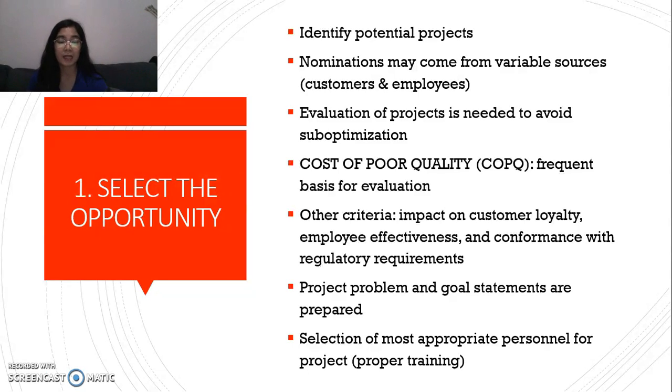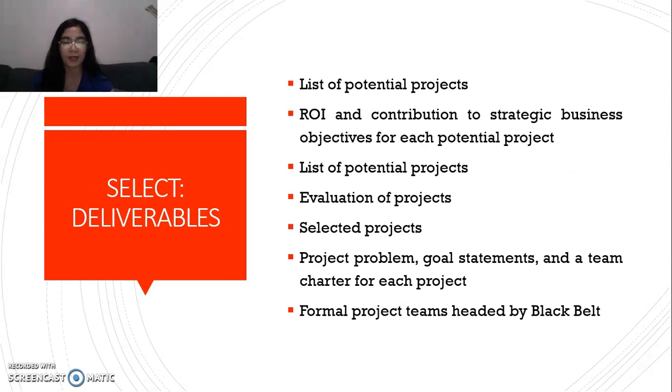And lastly, you select your most appropriate personnel for the project that has the proper training. Next, select your deliverables. So these are the list of the potential projects that you have identified in your first step in selecting your opportunity. So ROI and contributions to strategic business objectives for each potential project must also be selected. So nandiyan yung list of evaluation of projects, selected projects, project problem, goal statements, and a team charter for each problem, and formal project teams headed by a Black Belt, which was discussed by previous reporters.